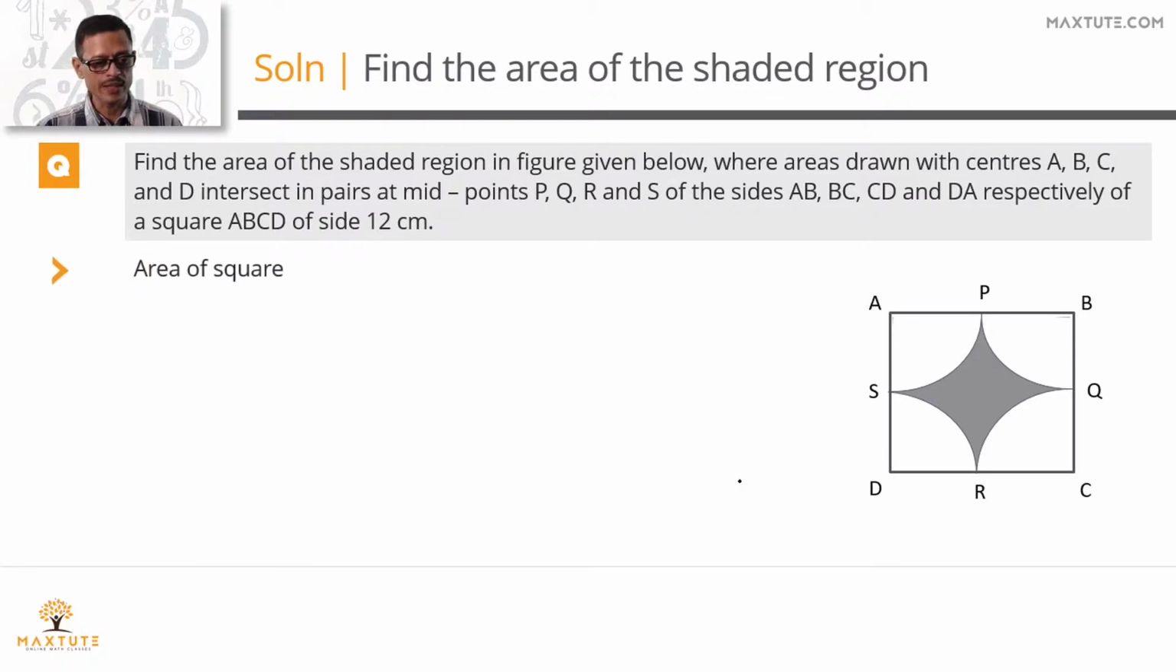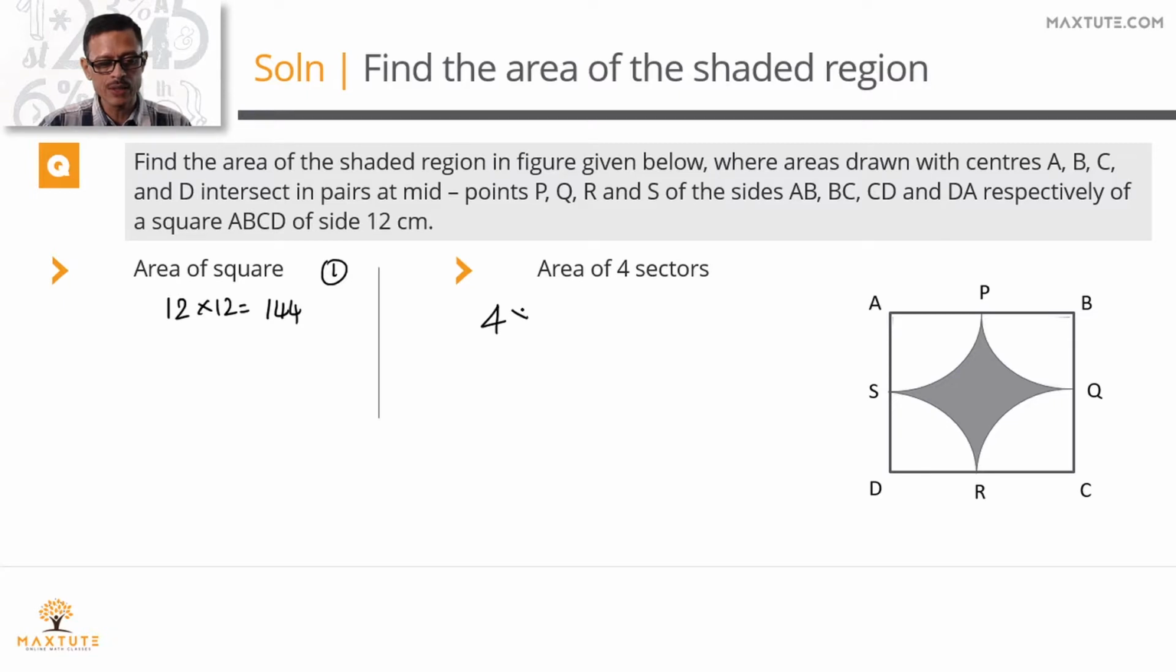Part 1, area of the square. Side of the square is 12 units. So area is equal to 12 into 12, which is equal to 144. So part 1 is done. Part 2, we need to find out area of the 4 sectors, which is equal to 4 into area of one sector, since all of these 4 sectors are equal. Because they subtend the same angle, they have the same radii. Area of any sector is equal to theta by 360, where theta is the angle that it subtends at the center, which in this case is 90, into area of the circle, which is equal to pi r square.